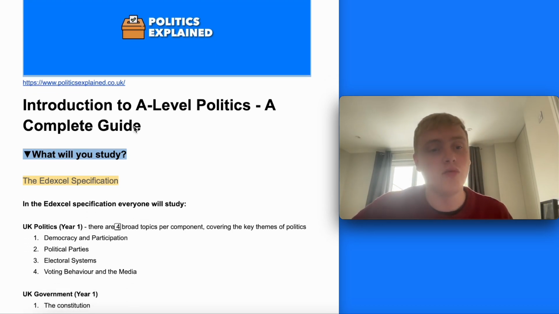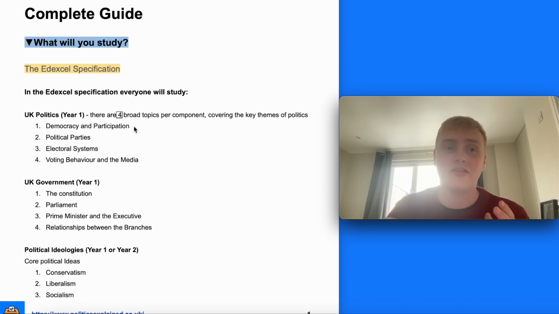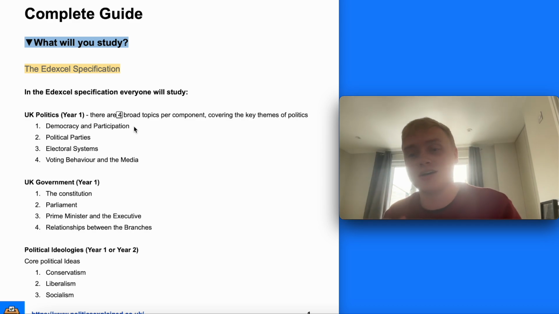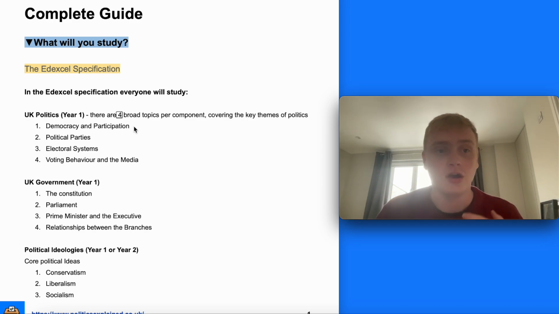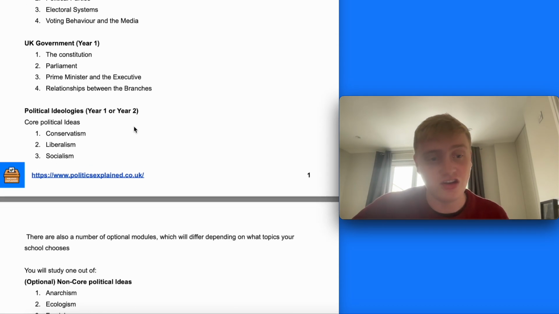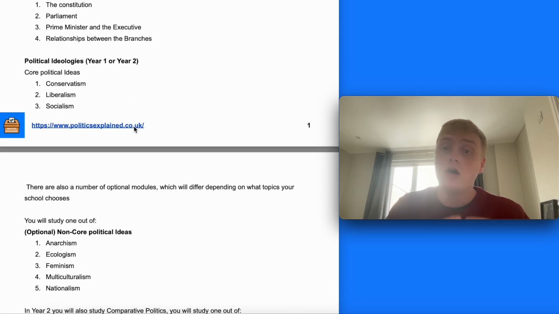So, starting off with what you'll study, we'll first look at the Edexcel specification and then look at the AQA specification. They are largely similar in terms of what you'll study. If you look at the Edexcel specification first, which most people do, you study UK politics, UK government, political ideologies, and finally one of global politics or US politics.